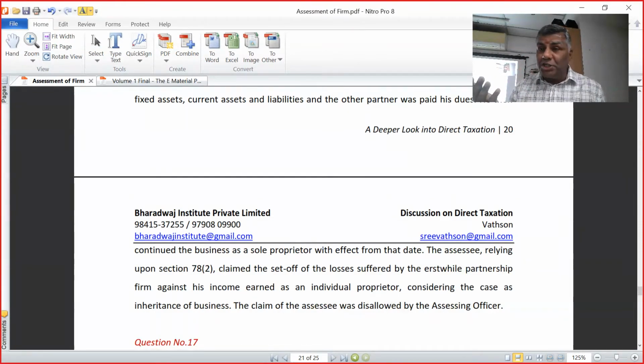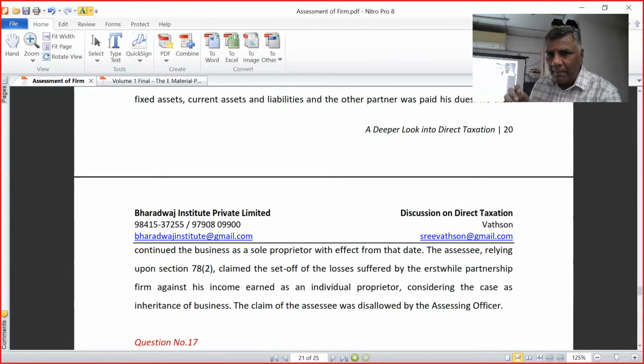Even though other conditions are met, all assets are taken over, all liabilities are taken over, I paid the partners, these are not the criteria. This is not at all mentioned anywhere in the law. Dissolution amounts to going out of existence. When we do set off, I will talk in detail about it. Set off has one sentence which is the most important sentence, and then they speak about exception. I'll tell you that sentence now.